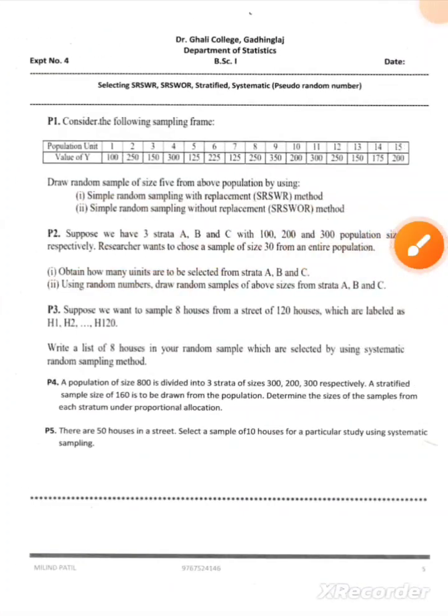So what is my result? If you see the question, there are two parts. In the first part, I obtained how many units are to be included from strata A, B and C, and then using random numbers, drew random samples of the above sizes from strata A, B and C. The numbers of units selected from strata A, B and C are 5, 10 and 15. And what are those observations? See, these are the observations.